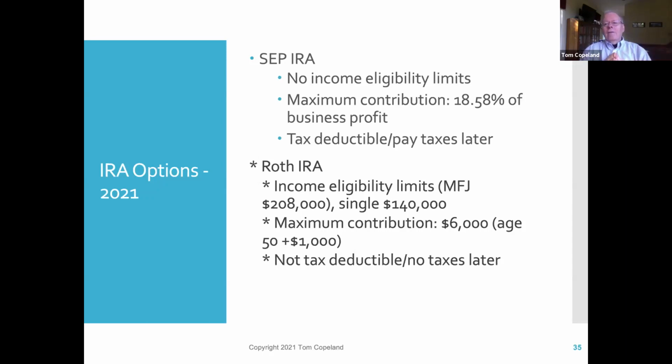And the Roth IRA, I think, has a lot of advantages because for all the other IRAs, there are penalties if you take it out earlier than age 59 and a half. With the Roth IRA, you don't have those penalties.